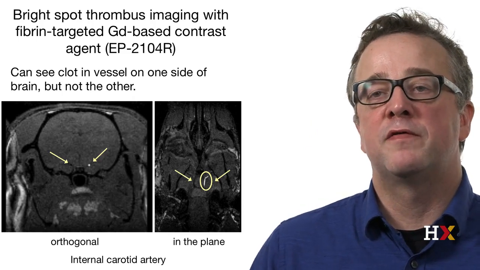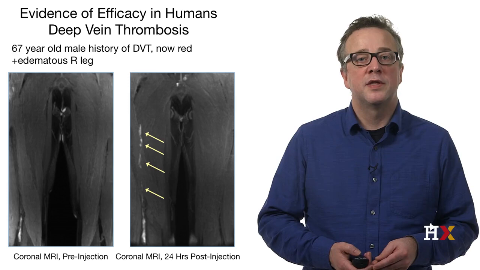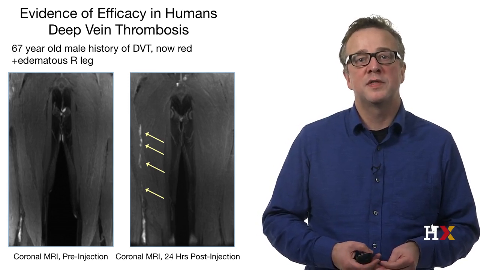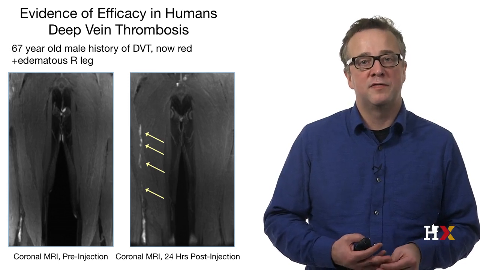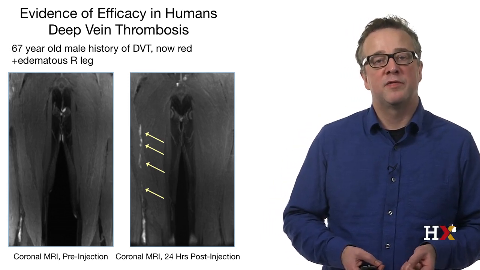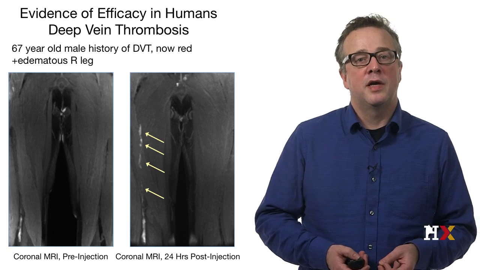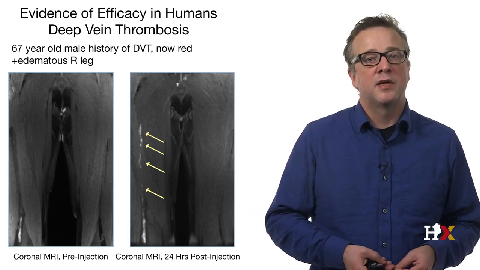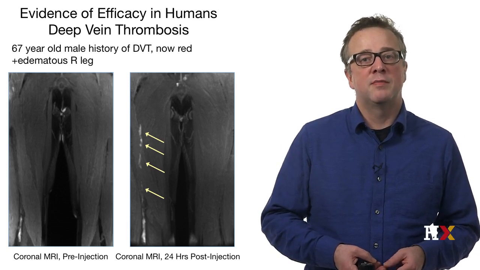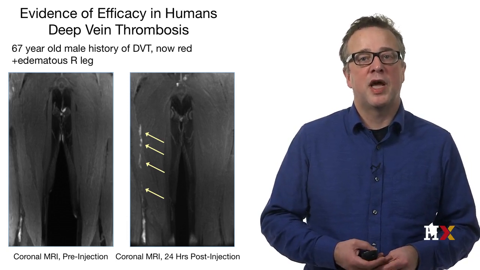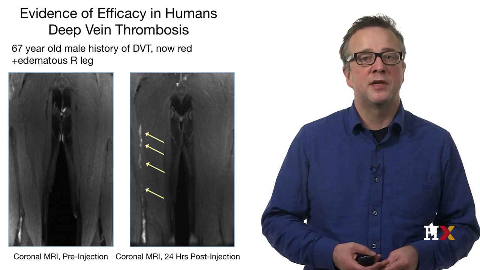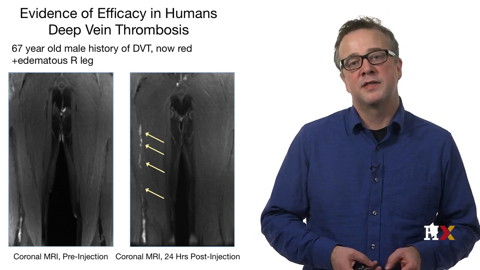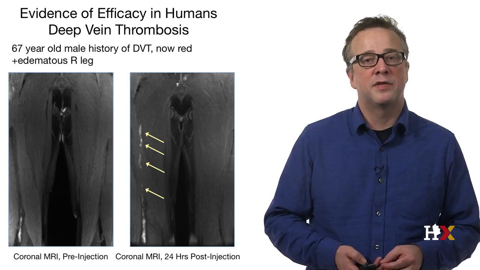And going from there, we went further into patients. And this is an example of a man with a history of deep vein thrombosis and now has clinical signs of deep vein thrombosis. So this is signs of a blood clot in his thigh. And the image on the left is an MRI of this man's legs before we inject the probe. And the image on the right is an image after injection of the probe. And you can clearly see, where I've marked it with arrows, a region of very high signal intensity. And this is a very long blood clot that extends up the thigh.